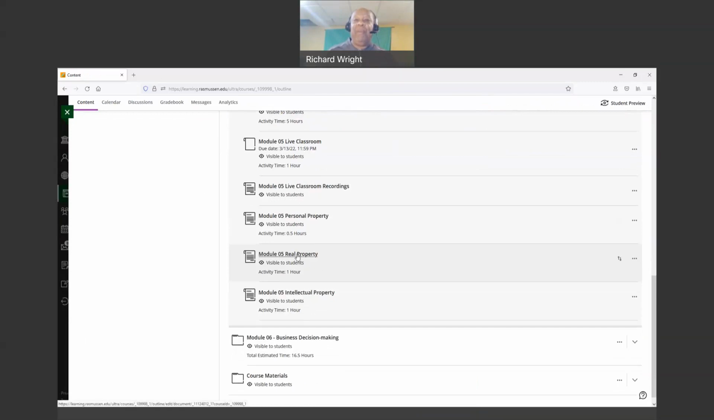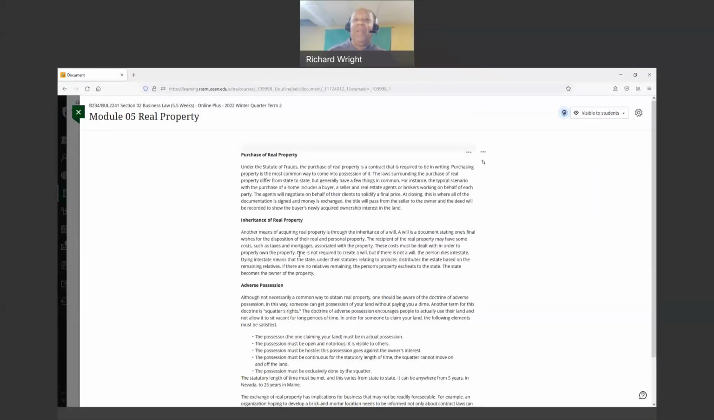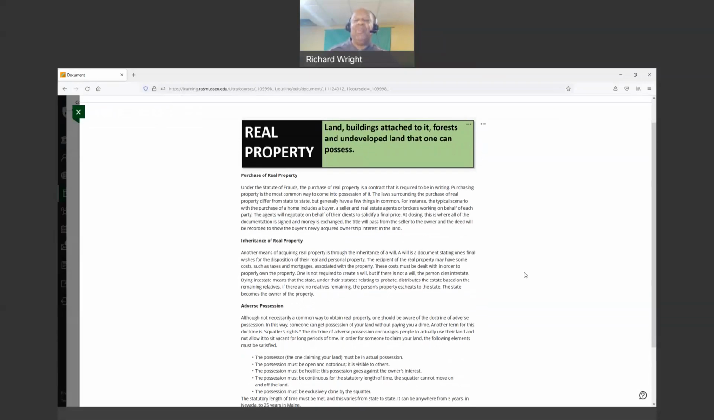Now let's talk about real property. Remember real property. Real property consists of the land, the buildings attached to it, and forests and undeveloped land that can be possessed. A lot of people don't realize this, but it also includes the minerals, like the oil or something valuable under the land. Remember when we talked about the statute of frauds at the beginning of this course? It must be in writing to be enforceable.